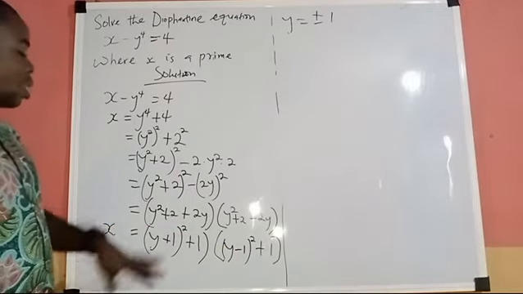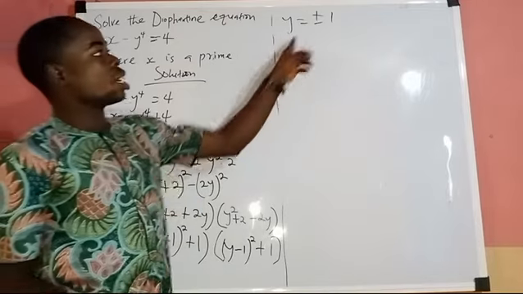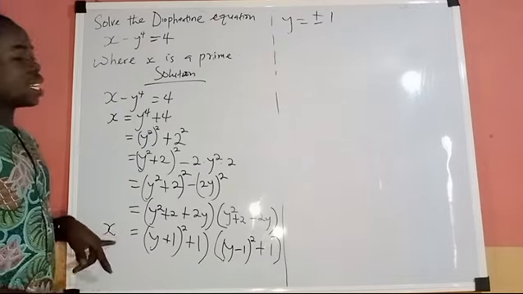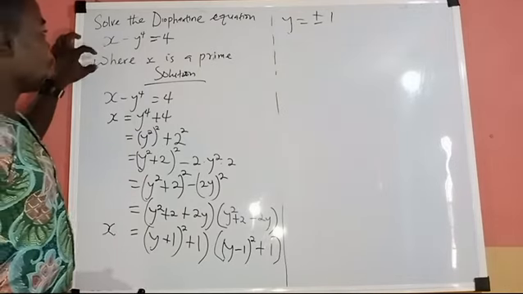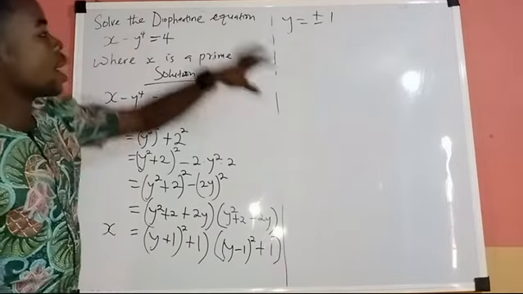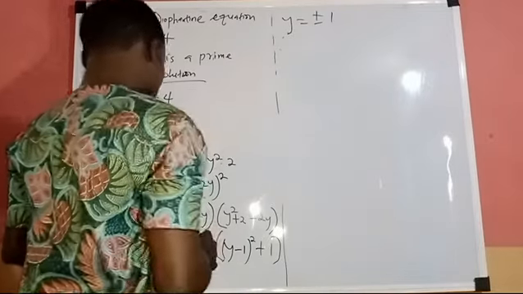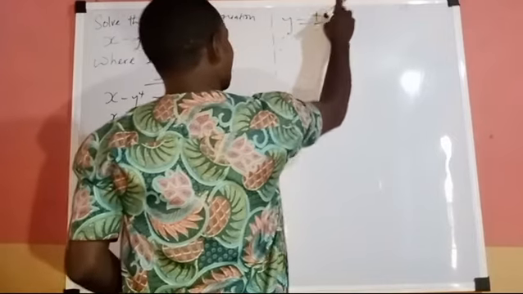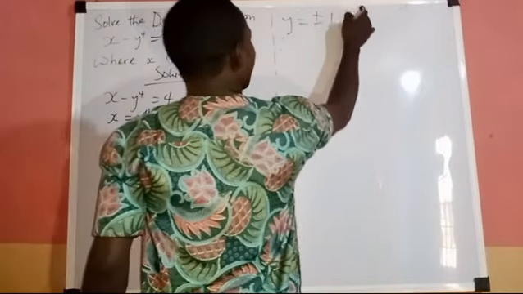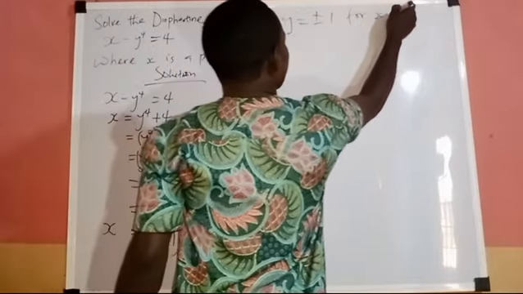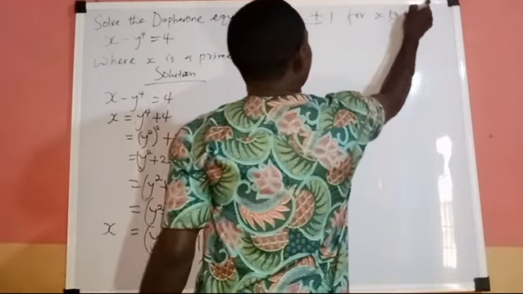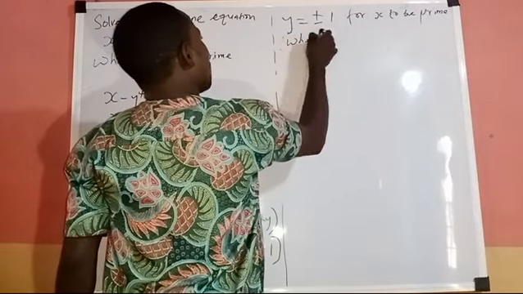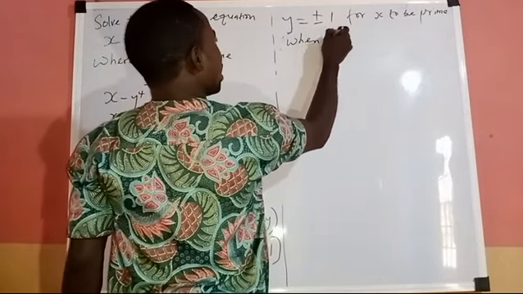So for any value of y you pick that is not plus 1 or minus 1, x is not going to be prime. And then if you look at this condition, they say that our x has to be prime. So y has to be equal to plus or minus 1 for x to be prime.